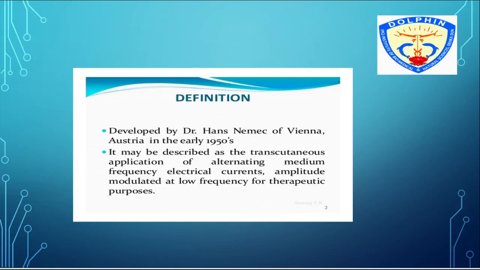IFT, interferential therapy, is the transcutaneous application of two alternating medium frequency electrical currents amplitude modulated at low frequency for therapeutic purposes, including pain originating in the deeper tissue of the body and for stimulation of smooth and skeletal muscle. It was mainly developed in the 1950s by Dr. Hans Nemec in Vienna and became increasingly popular in the UK during the 1970s.